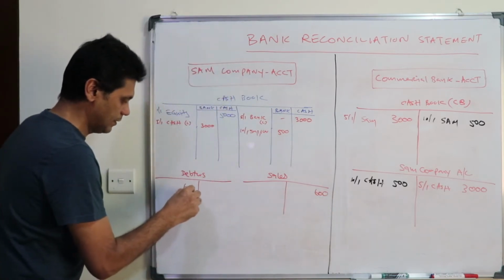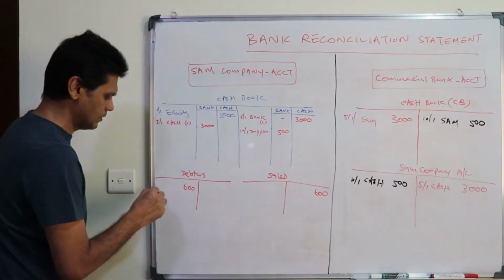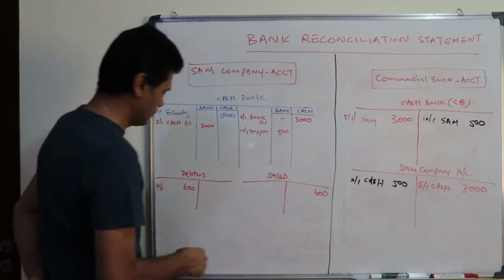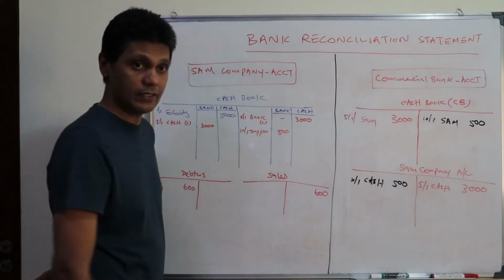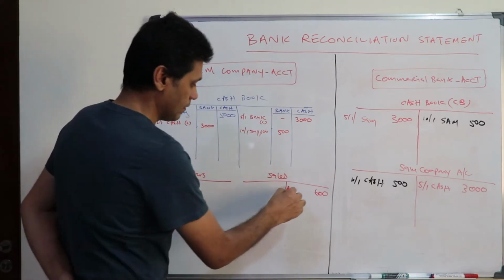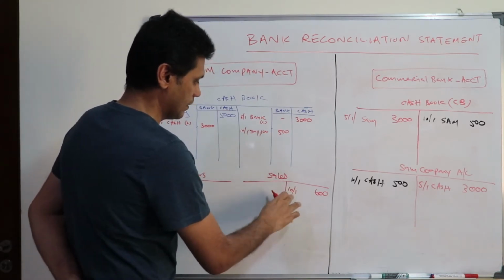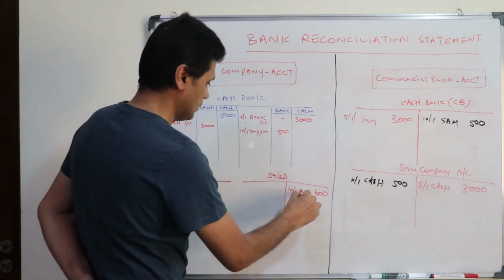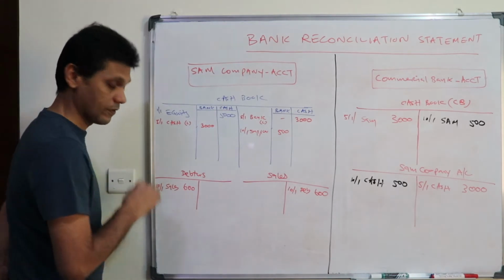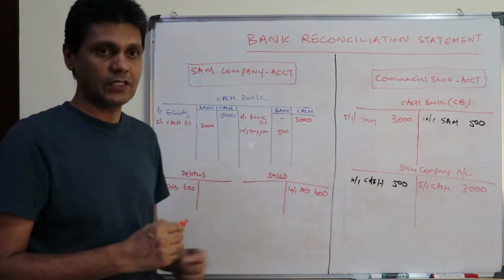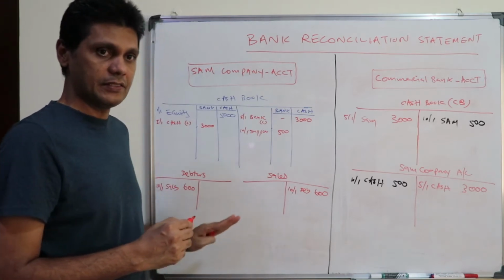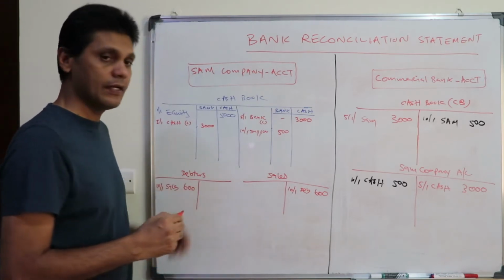So debtors debit. Let's assume this took place on 10th January. The transaction took place on 10th January. So this is debtors, this is sales. So the first transaction is a credit transaction: sales account credit, debtors account debit.